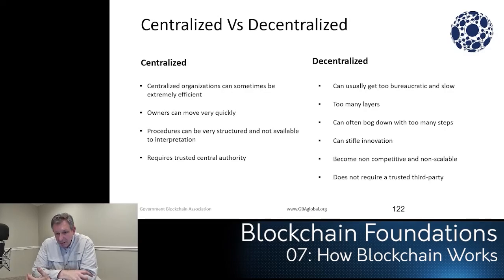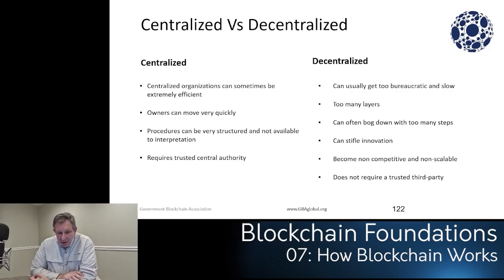So the idea is typically that something that's centralized is going to be faster, but it may not be as well thought out, whereas something that's decentralized is going to be slower, but ideally more well thought out or more representative of the wider community. Decentralized can be very bureaucratic and slow, has lots of layers, can often bog things down with too many steps. It can stifle innovation. So there's clearly, from an innovation standpoint, a big difference between being in a centralized versus a decentralized scenario.